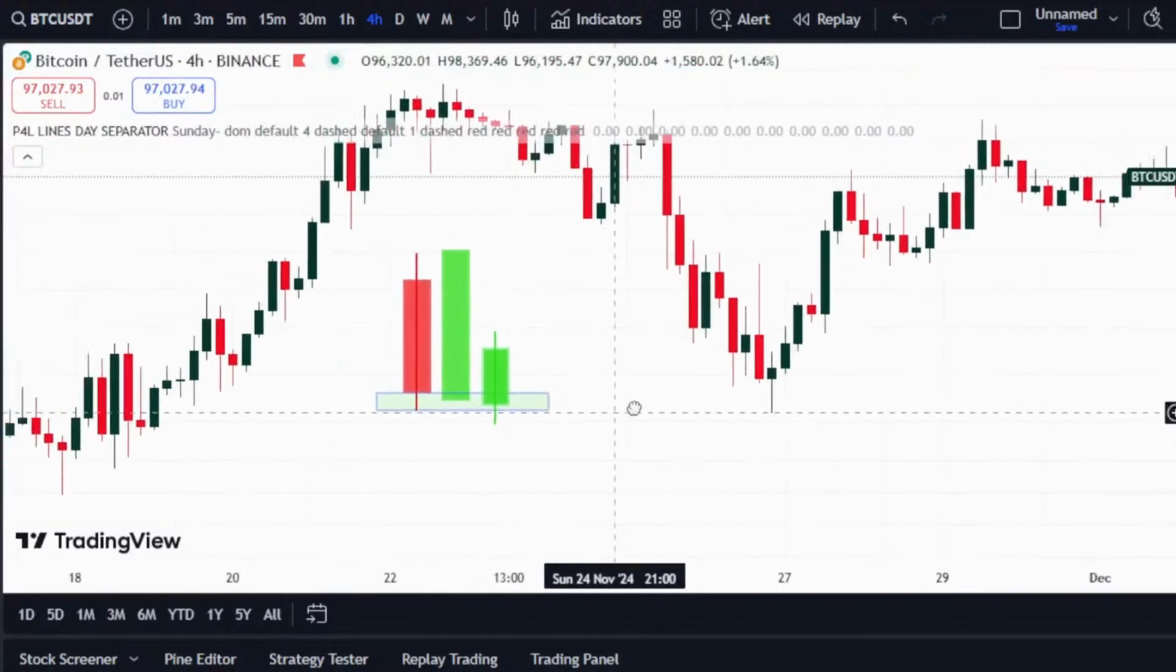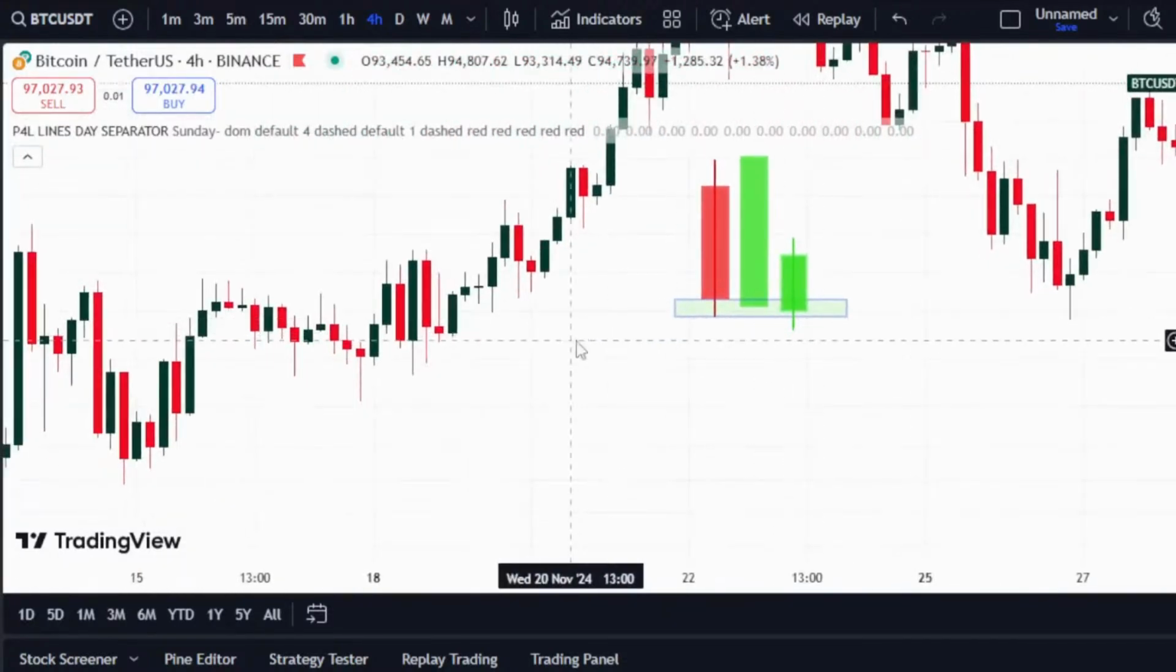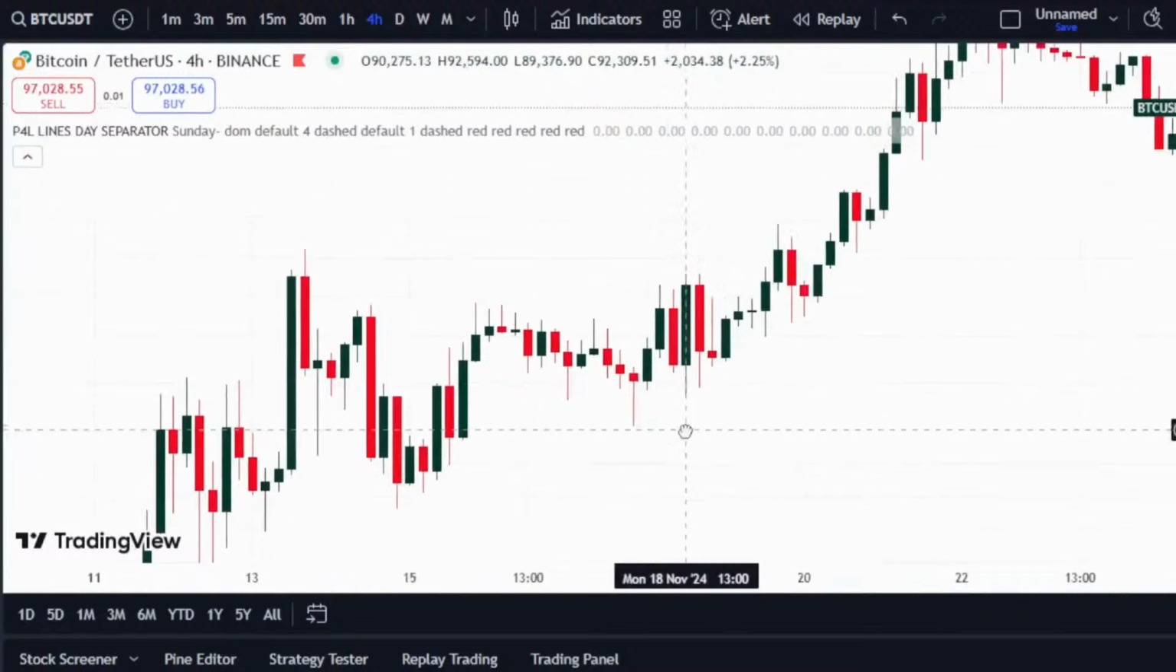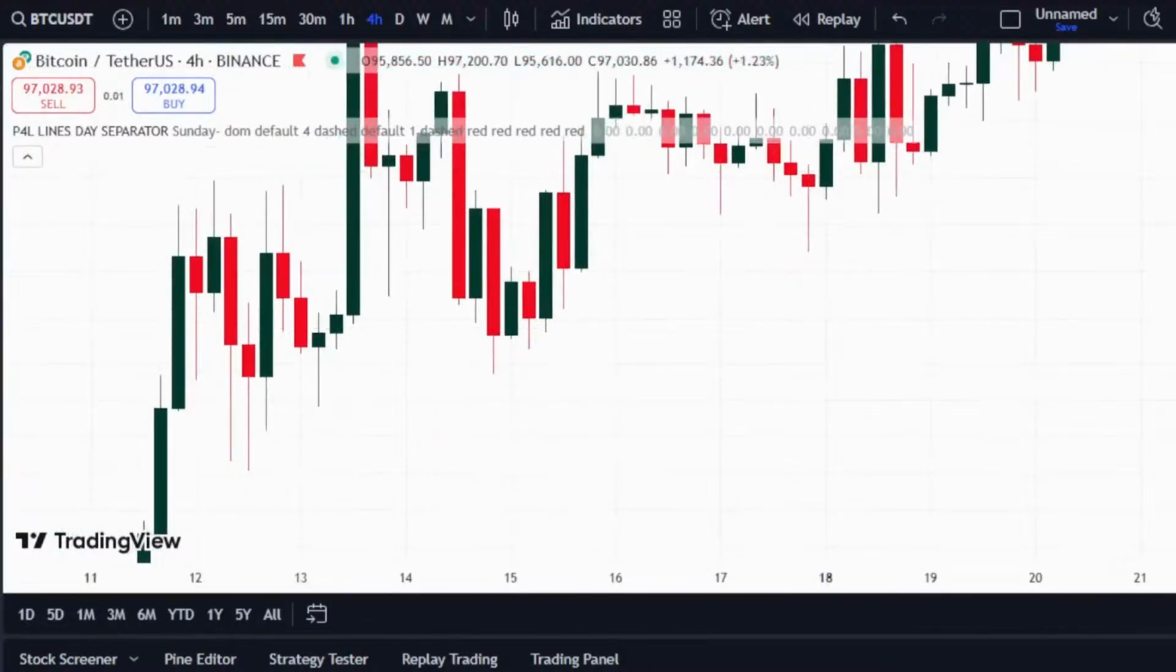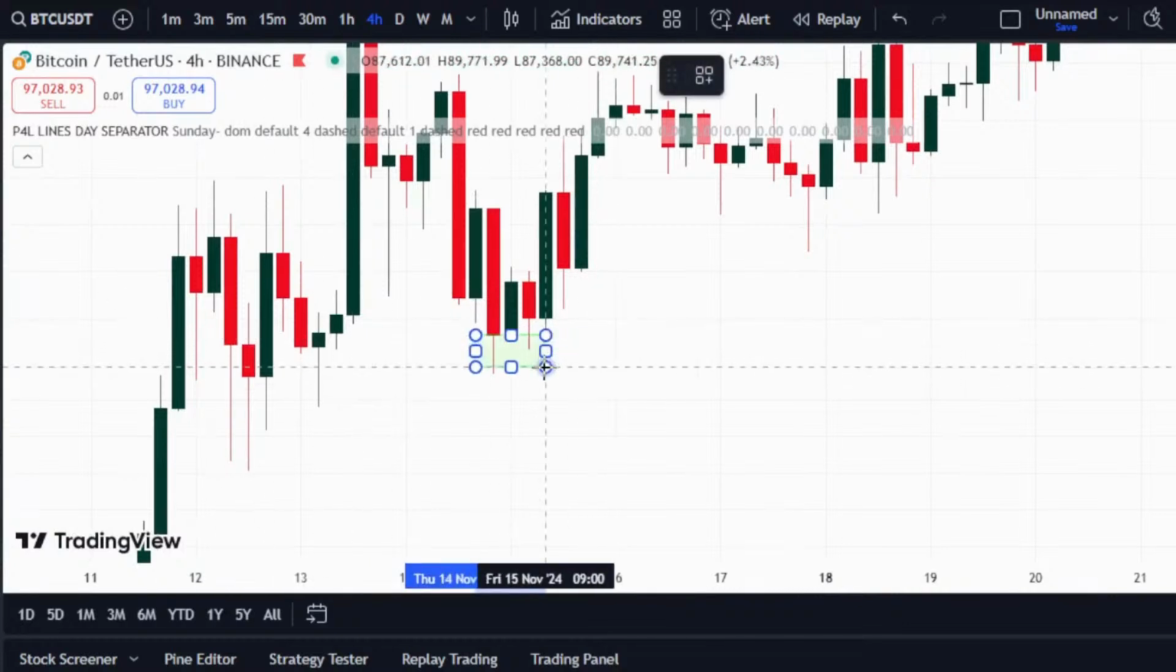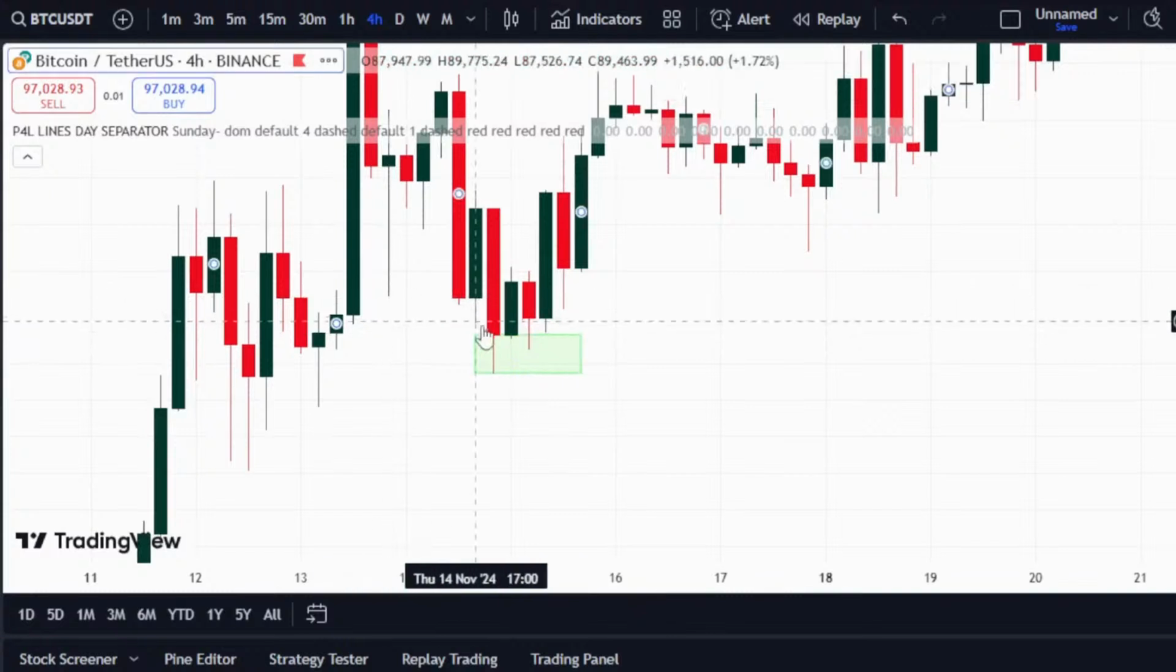So you can see now, okay, let's look at some more examples. The same thing here, we see the support here. You see, this is support. This bear candle and bull candle form support. When this bear candle came into the place, it just shows some level of rejection.